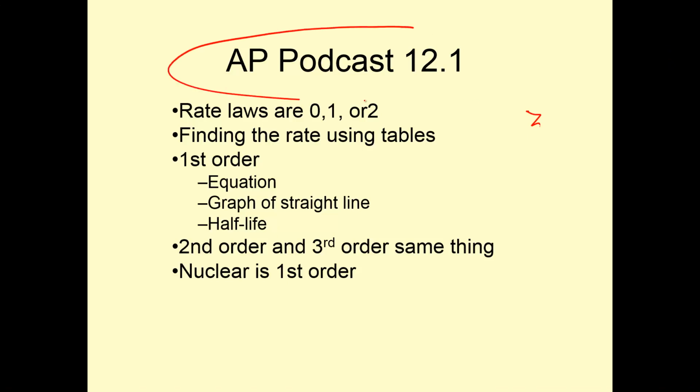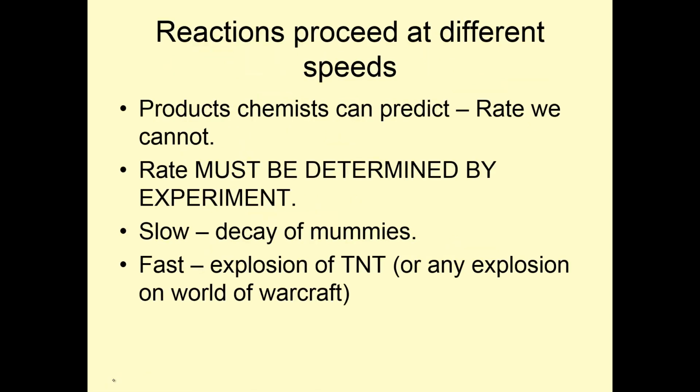All right. Podcast 12.1. Rate laws are 0, 1, or 2. Other rate laws are possible, but not in AP chemistry. And 0 is almost never showing up either. We're going to find rate laws using tables. We're going to talk about first order equation, graph of a straight line, half-life. Second order and third order, same thing. You need to know that nuclear is always first order.